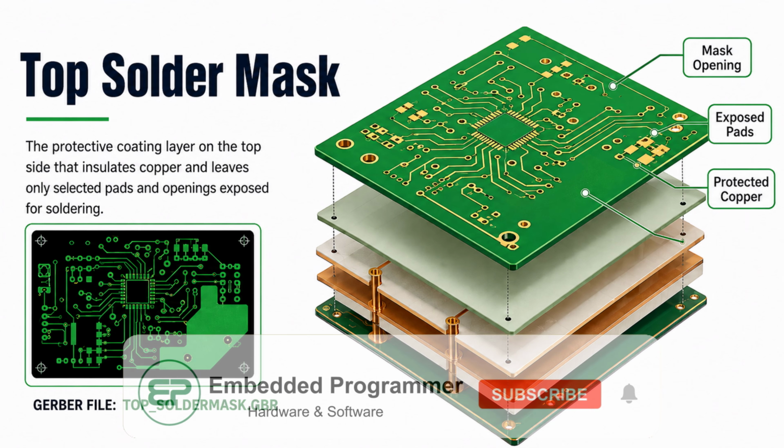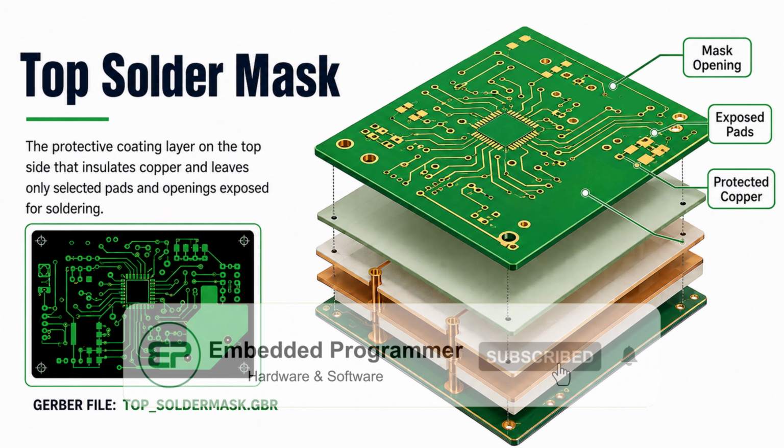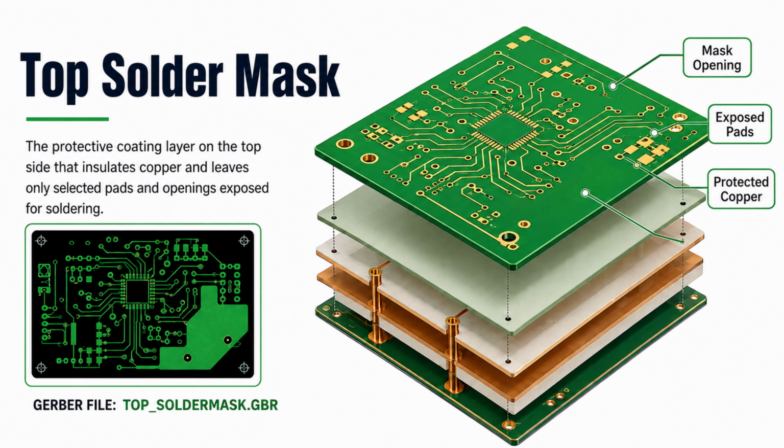The top solder mask layer defines the protective coating on the top side of the PCB. This is the colored layer that usually gives the PCB its green, black, blue, red, or white appearance. Its main purpose is to cover and protect the copper areas that should not be exposed. By insulating copper traces and pores, the solder mask helps prevent oxidation, accidental shorts, and solder bridging during assembly. Only selected areas remain open, such as component pads, test points, and some via openings if needed.